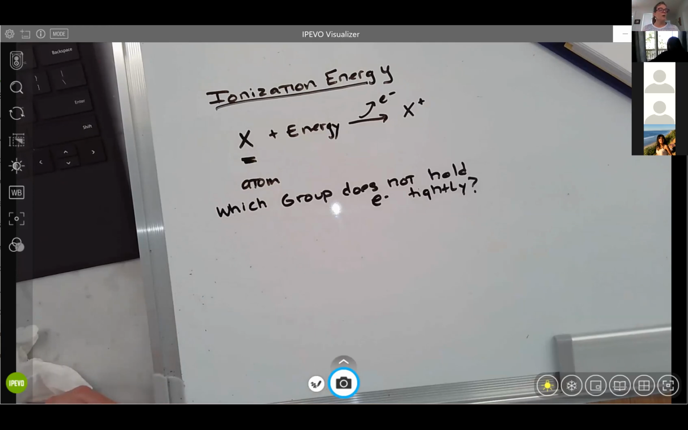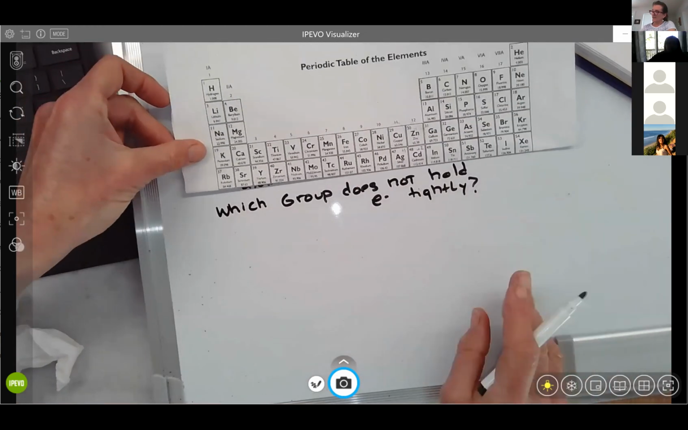The metals, yeah, which ones though? Which group likes to become +1? The alkali metals. Yeah, the alkali metals, and then after that, the alkaline earth metals. And that's because they get the noble gas configuration.